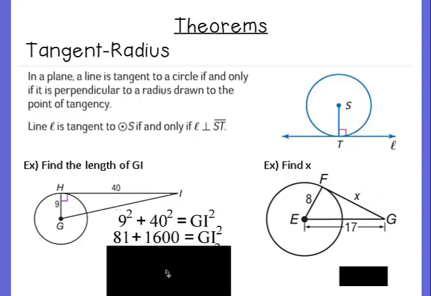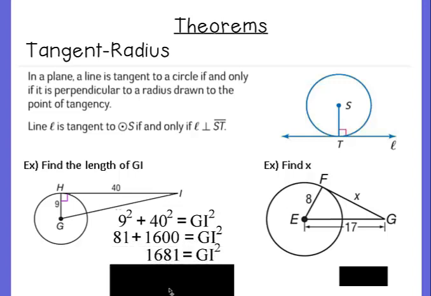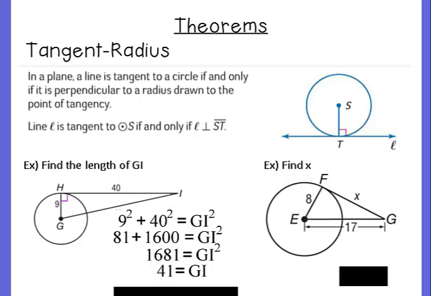9 squared is 81, 40 squared is 1600. I combine them, and then to get from GI squared to just GI, I'm going to take the square root. So the square root of 1681 is 41. So the length of GI is 41. So go ahead, pause the video, finish writing down the work for the first example, and then attempt the second example on your own as your review try problem.